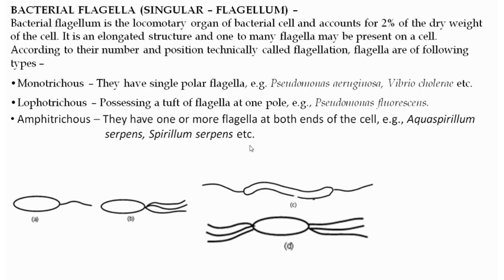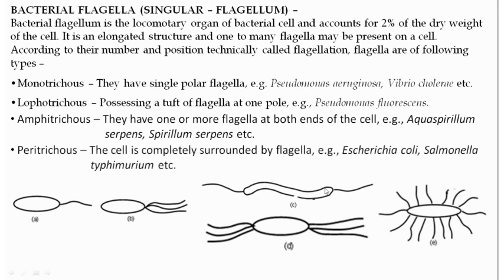And if the flagellum is present all around, it is called peritrichous. Peri means periphery, or surrounding the cell. So if many flagella are present surrounding the cell, like in Escherichia coli and Salmonella typhimurium, then the condition is called peritrichous.